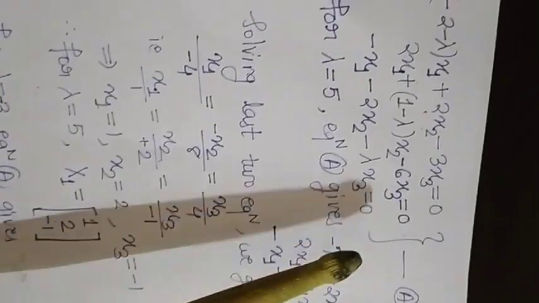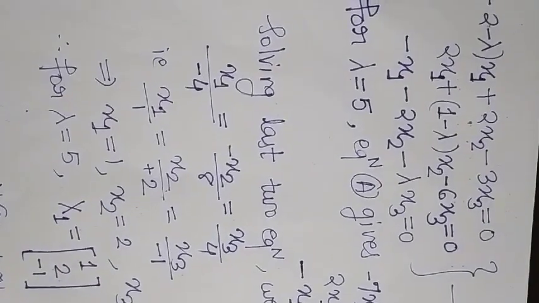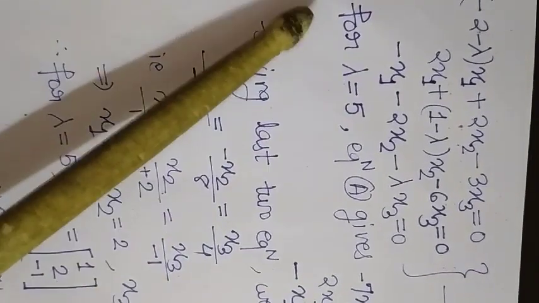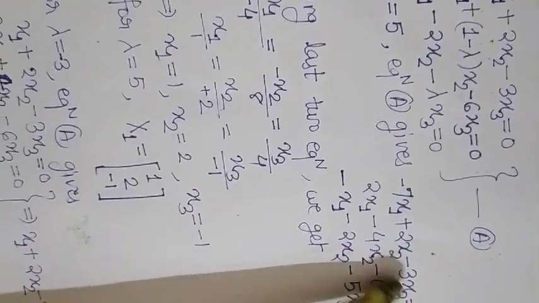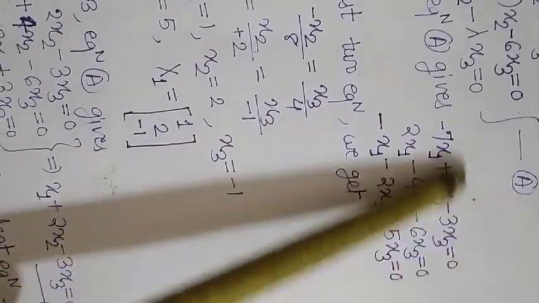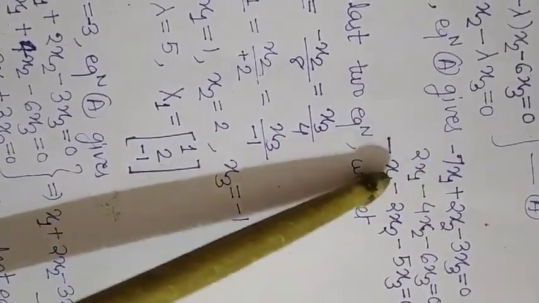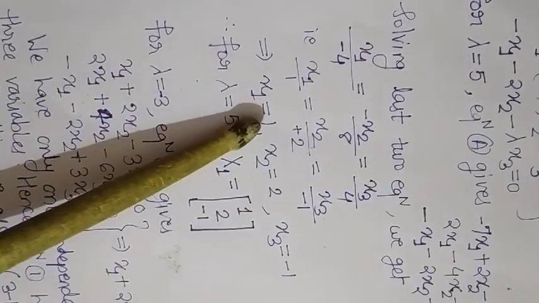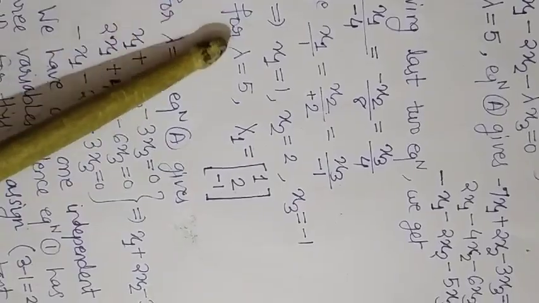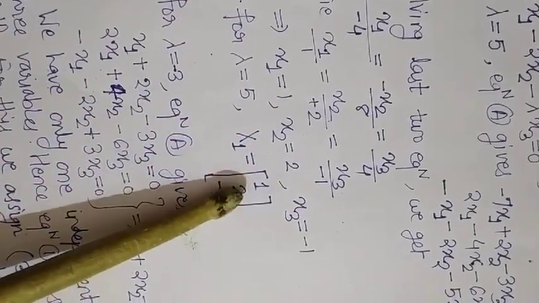Now, using this you will get equation number A. As I told you, 5 is different from the remaining two, so we will first put lambda equal to 5. This is just for the sake of simplicity. So put lambda equal to 5 in equation A. It gives minus 7x1 plus 2x2 minus 3x3 equal to 0, and similar equations by putting lambda as 5. Again, solving these three equations, they are different. So solving any two equations, I am taking the last two equations, we get x1 is equal to [1, 2, -1]. So therefore for lambda equal to 5, x1 will be [1, 2, -1].